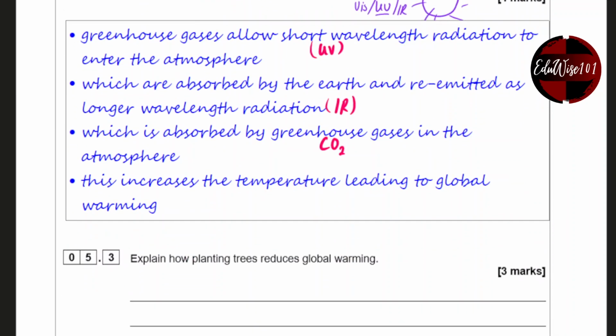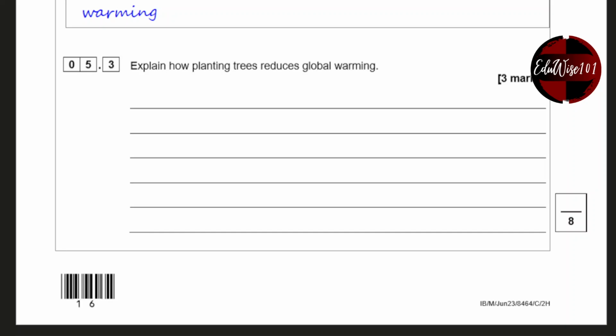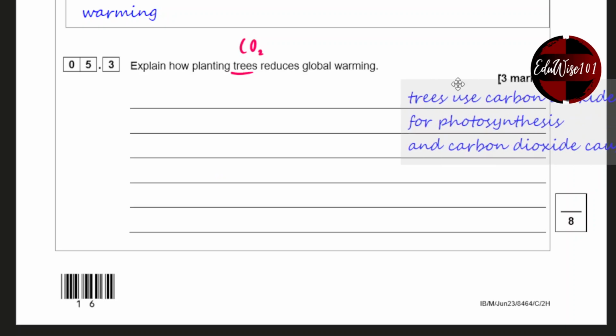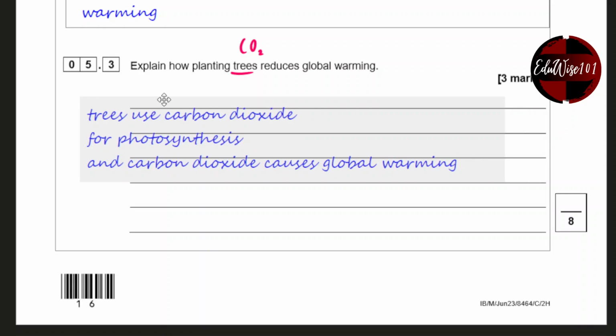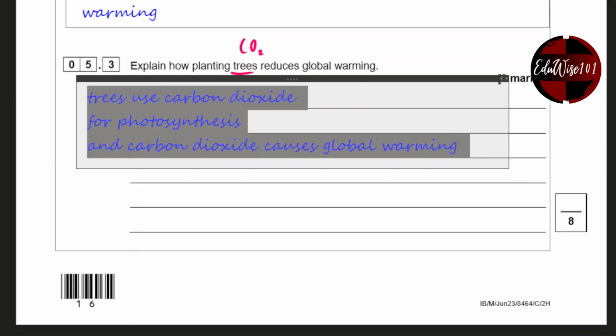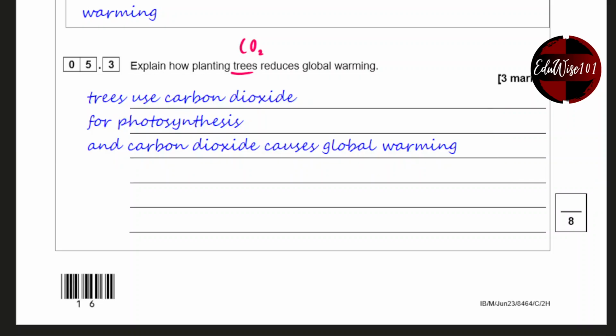Question 5.3. Explain how planting trees reduces global warming. Now, how would trees reduce global warming? Trees will absorb the CO2. If you reduce the level of carbon dioxide in the air, then you can reduce global warming. So planting more trees means that the trees will absorb carbon dioxide. Why are they absorbing carbon dioxide? For photosynthesis, right? Trees use carbon dioxide for photosynthesis, and carbon dioxide causes global warming.